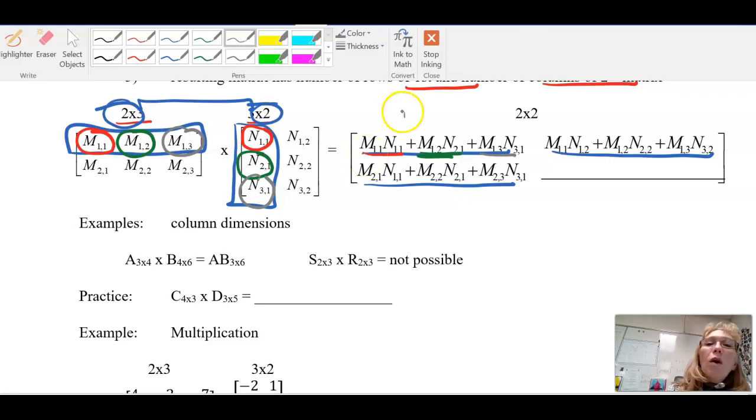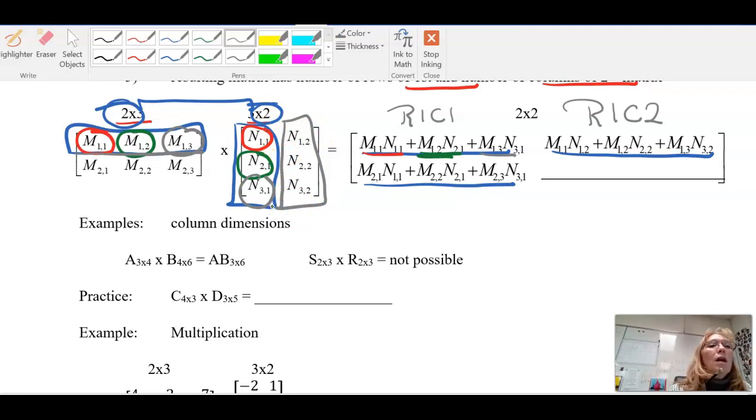So this is row 1, column 1. So that's what I'm multiplying. This here is row 1, column 2. So now I'm going to multiply row 1, right here, the same one, times column 2. And again, we do it the same way. First times first, plus second times second, plus third times third.